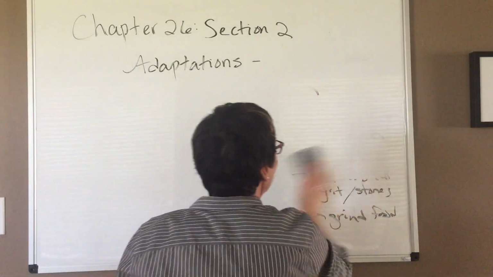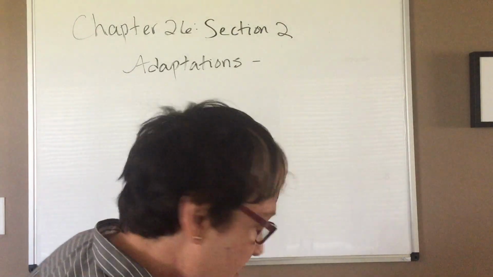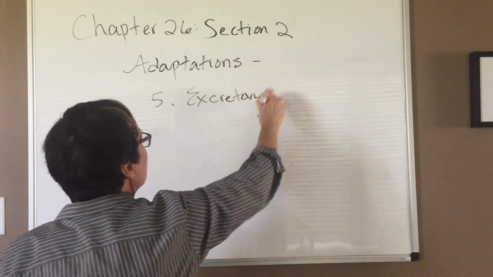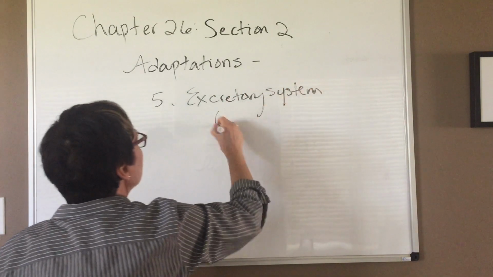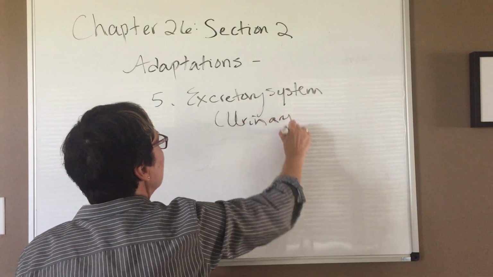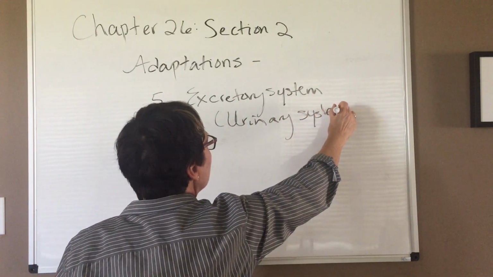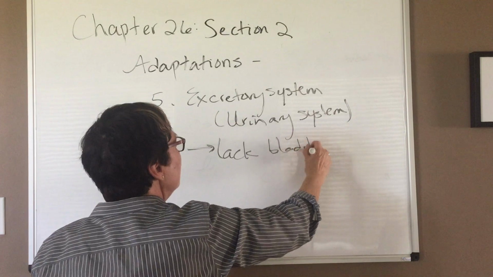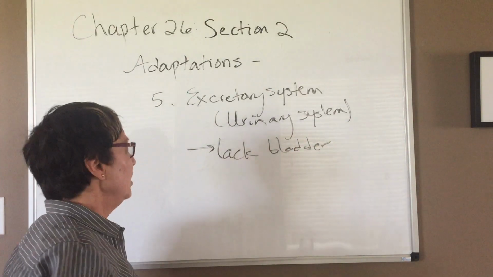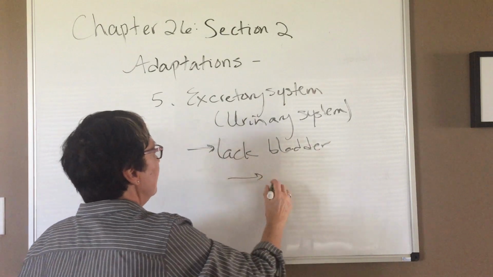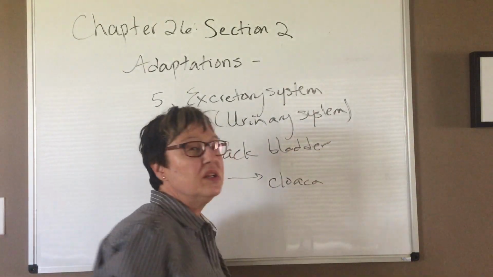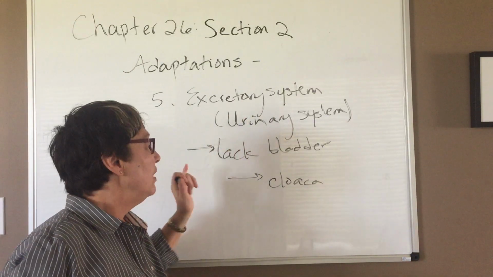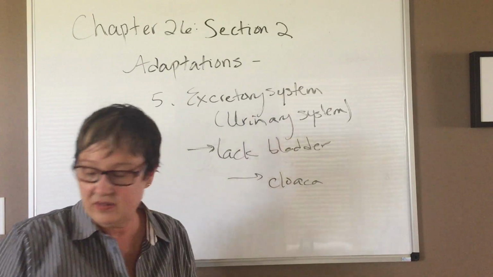All right, let's go on to number 5, the excretory system, also sometimes called the urinary system. Birds lack a bladder. So there's no urinary bladder. They don't have to carry that extra weight with them. They have instead a common exit for waste material, as well as reproductive and digestive wastes.